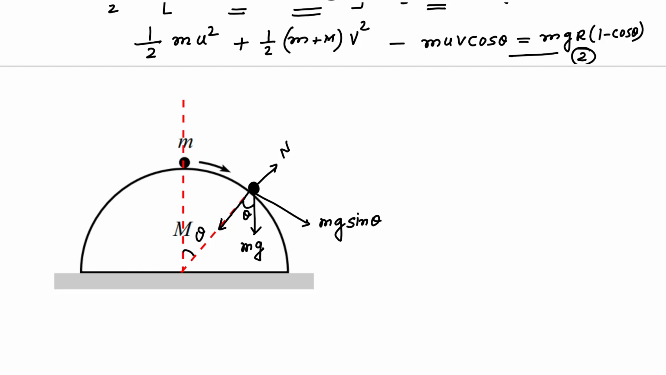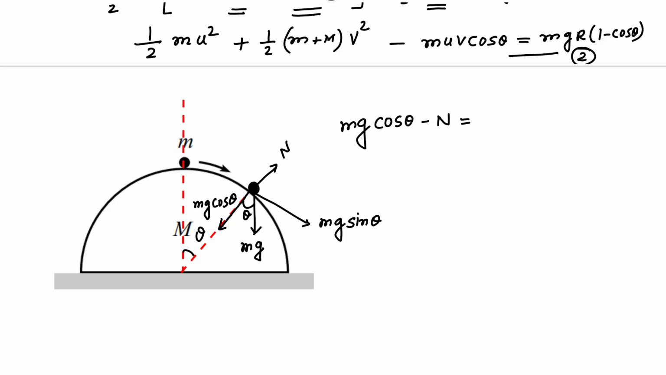And this side we will have mg cos theta. So let us write the equation of motion, because this is moving in a circle. So the total force towards the center: what are the forces towards the center? Mg cos theta minus N, and this is equal to mv square by r.